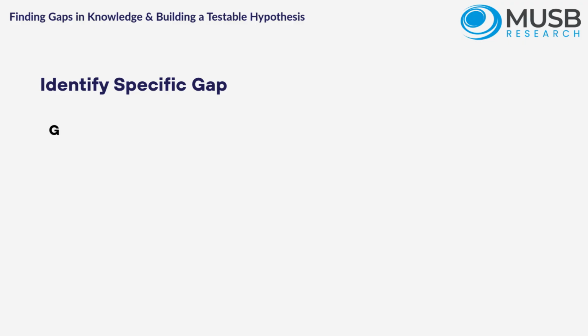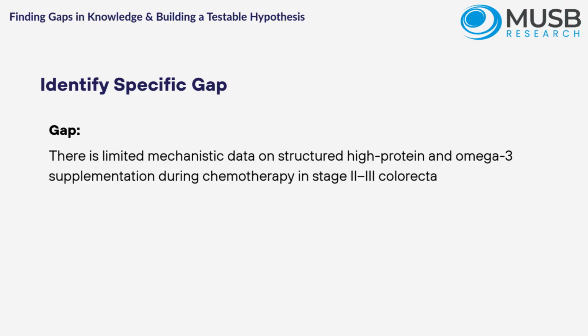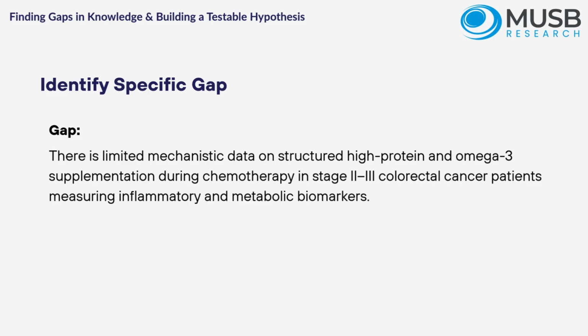So now we can clearly state the gap. There is limited mechanistic data on structured high-protein and omega-3 supplementation during chemotherapy in stage 2 to 3 colorectal cancer patients, particularly when measuring inflammatory and metabolic biomarkers. This is no longer a vague idea about nutrition and cancer. It is focused. It defines the intervention, it defines the population, and it identifies measurable biological outcomes. Now that is a testable research gap.